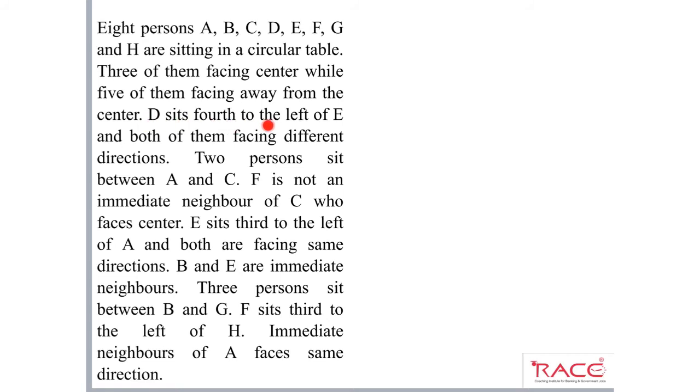First information, D sits fourth to the left of E. Okay, fourth to the left of E means they are facing each other. Here, fourth to the left of E, 1 2 3 4, we have D. And both of them are facing different directions. Both of them are facing different direction means D and E are facing different direction.